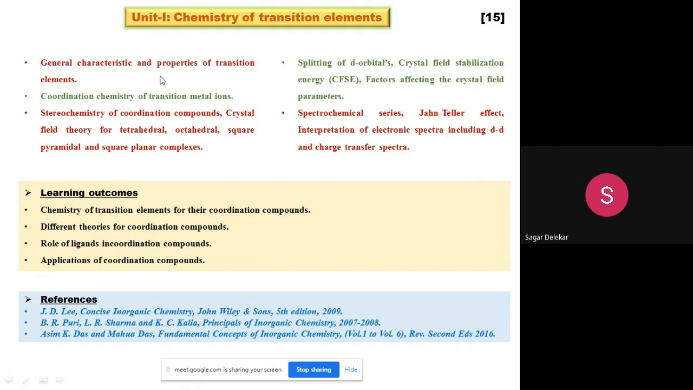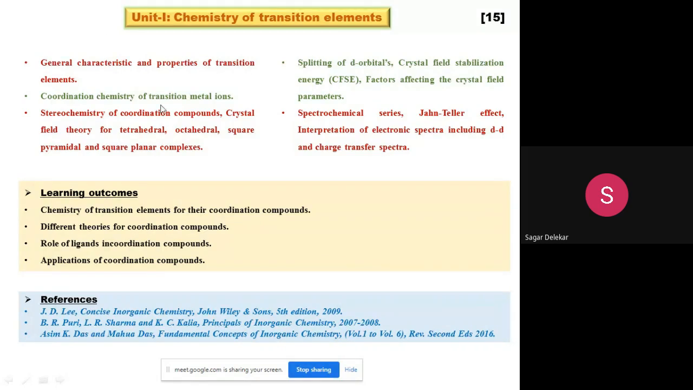Just now I told you that because of variable oxidation states, another important property is that they form different types of complexes, most of the time with neutral or anionic ligands. Another important property of transition elements is that once the complexes are formed, most of the complexes are colored. So these are the points regarding metallic properties, electronic configuration, variable oxidation state, and forming complexes. Once the complexes are formed, almost all are colored.